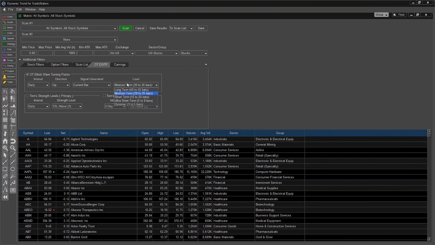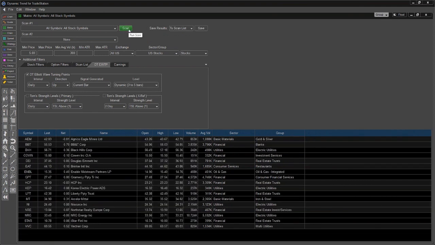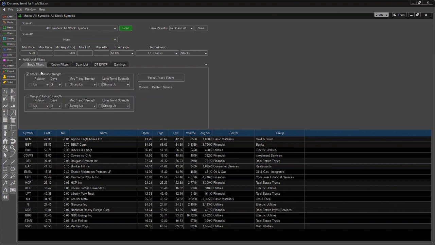Now let's take a look here. For instance, we're going to go dynamic. These are quick trades, 3 to 5 bars. I'm going to tame this down here to 300,000 shares. So here's a list, and again, I just hit scan, instantaneously get the results back. Here's a list of all the stock symbols with a minimum price of $5, with a minimum average volume of 300,000 shares that have an Elliott Wave turning point. Let me make sure I didn't put my stock filter on. Oh, I did. I didn't want that on.